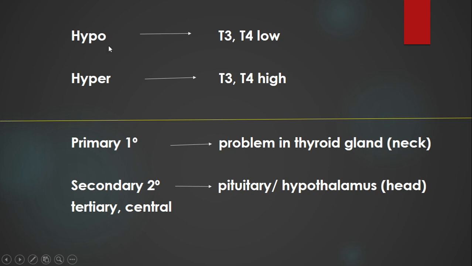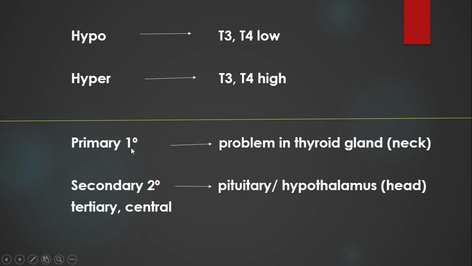Okay, one is hypo, other is hyper. Hypothyroid or hypo means ultimately there will be low T3 and T4, and hyper means ultimately there will be high T3 and T4. Okay, you should also know the primary and secondary term.